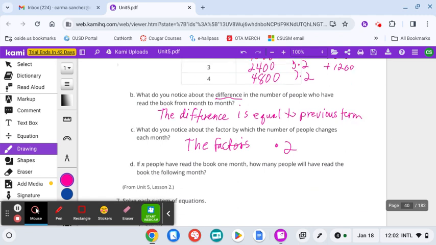If n people have read the book 1 month, how many will have read the following month? This is your equation or your expression for all n. So if we began with 300, it's doubling each month n times.